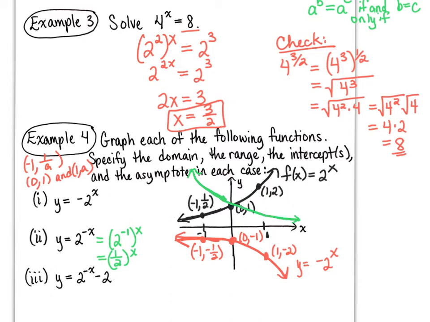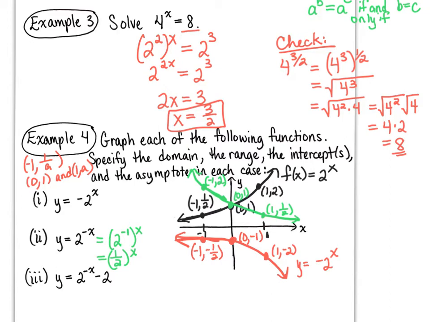So notice that you have this point. You still have 0, 1. What is another point? What do you have when x is -1? Y is 2. Good. What do you have for y when x is 1? 1/2. Good. So that's what we have so far.